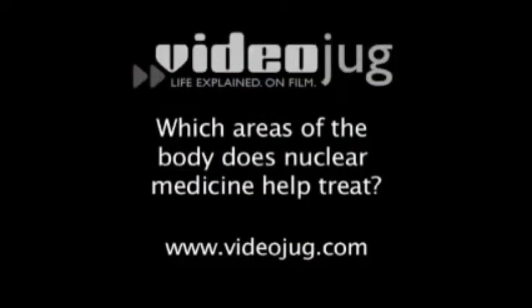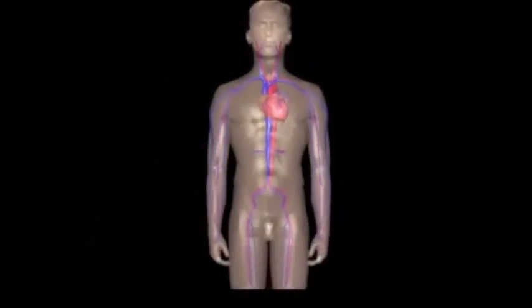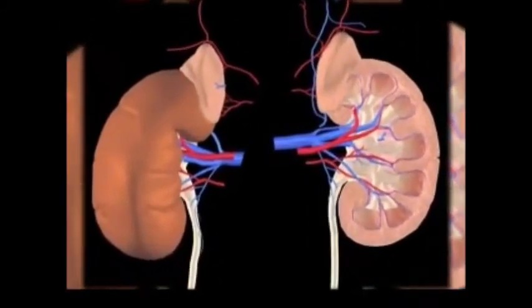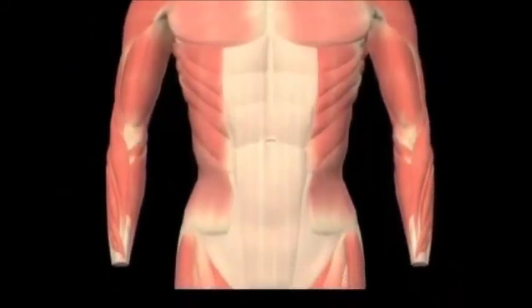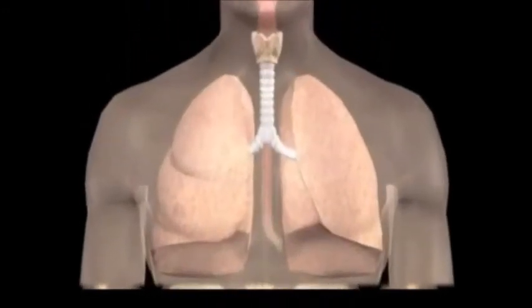Which areas of the body does nuclear medicine help treat? Well, nuclear medicine is used, as I said, for all organ systems in the body. Central nervous system, the heart and major vessels, the gastrointestinal tract, the urinary system, including the kidneys, soft tissues, the bony skeleton, and the lungs. So basically every organ system is touched upon by nuclear medicine.